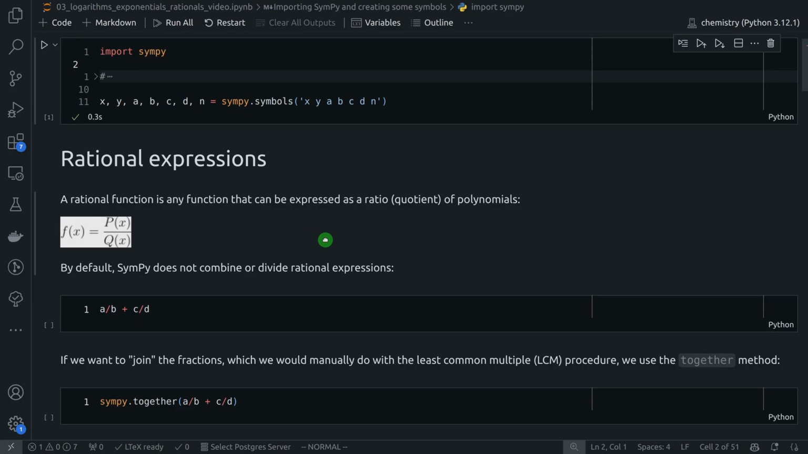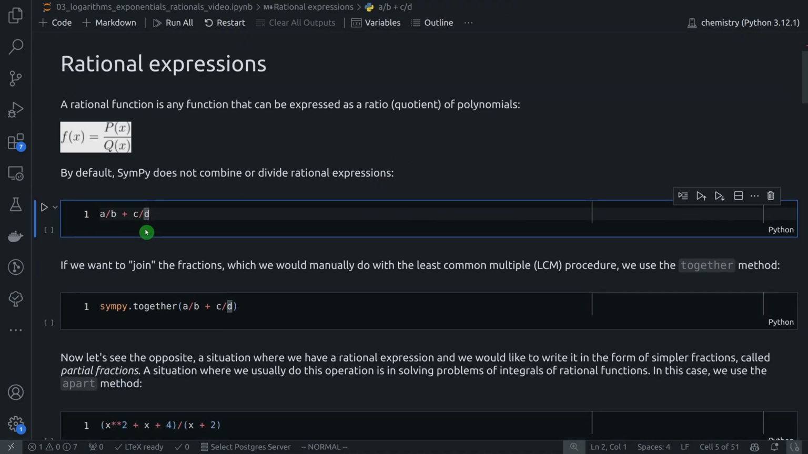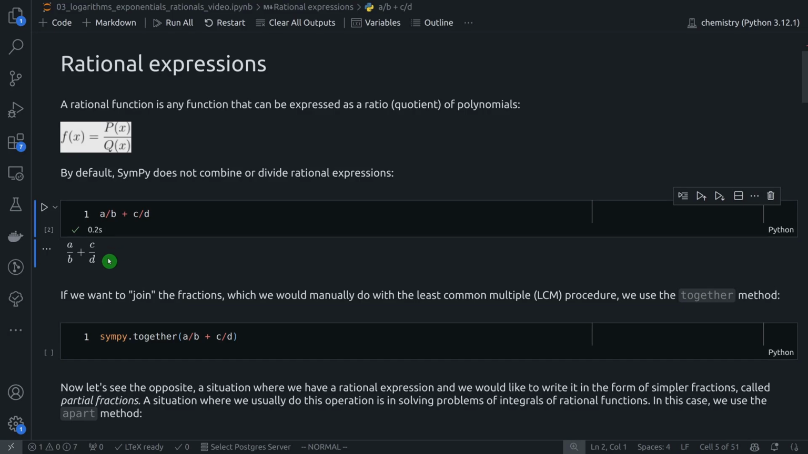So first, let's talk about rational expressions. Any function that can be expressed as a ratio or a quotient of polynomials is called a rational function. Okay, we're not going to define functions in this video, so we are going to talk about rational expressions, okay, without the equality. So SymPy does not combine or divide rational expressions by default. So here we have this expression a over b plus c over d, and if we run this cell, the output, the result, is actually a over b plus c over d.